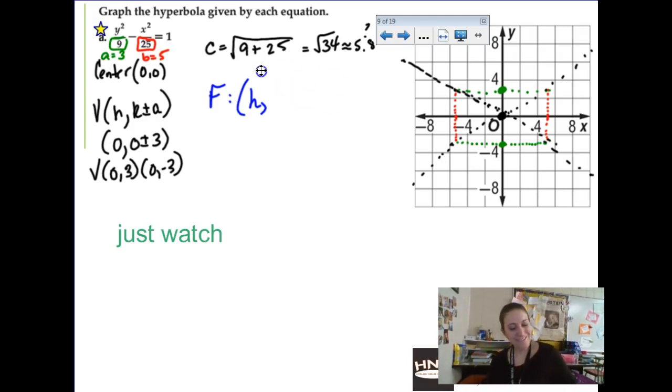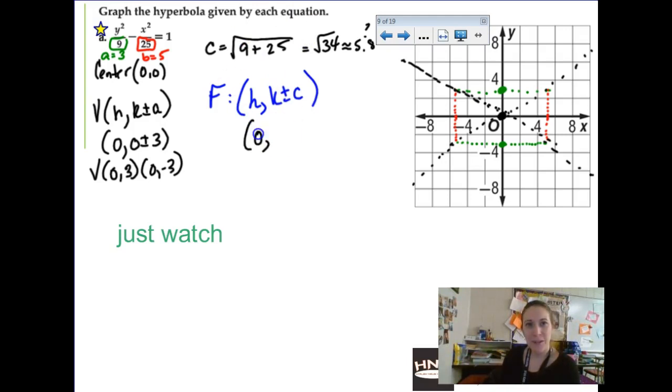I don't know why this one always bamboozles me. It sure is, because it's k plus and minus c. Yeah, I'm good. Alright, so here our h was 0, and then our k was 0, but remember that c value is plus and minus the square root of 34, which is really close to 6.